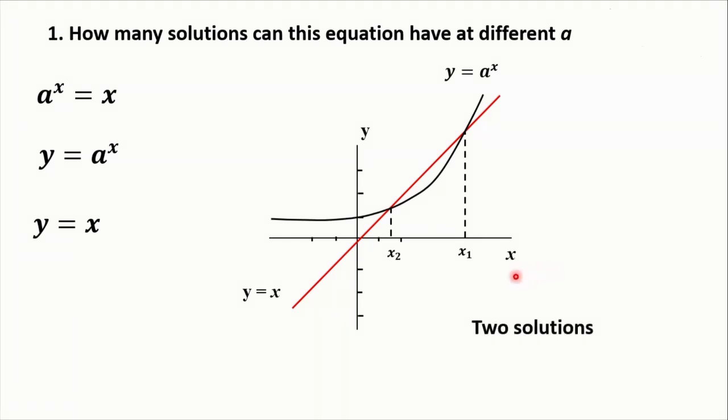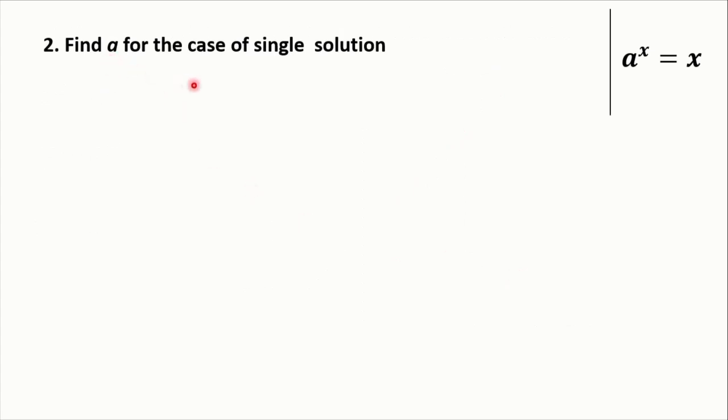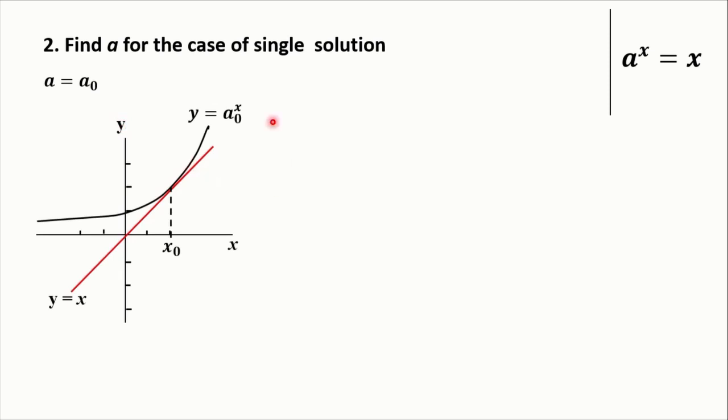Now we will find parameter a for the case of single solution of our equation. We denote this value as a0 and return to our plot, and we can see that at this point, corresponding to x0, the y-coordinate for the straight line and for the black curve is the same. So we have the first equation for a and x0.